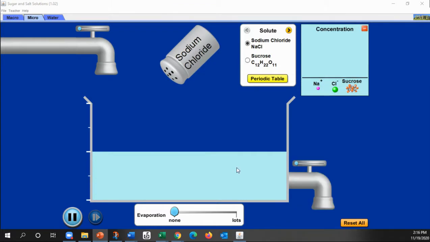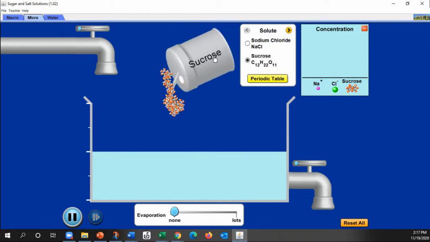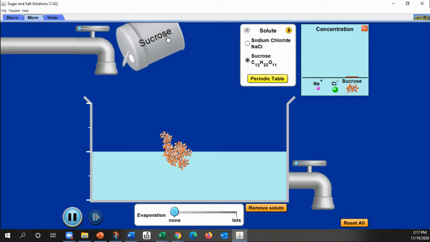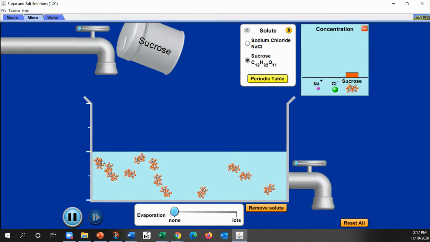So here's the app. And we're going to start by taking a look at these ionic and covalent compounds in a solution. So let's start with sugar, also known as sucrose. And here I'm just going to dump all these sugar molecules into this water. This is pure water. And you can see here that the sugar molecules stay together and they're just kind of floating around doing their own little thing.